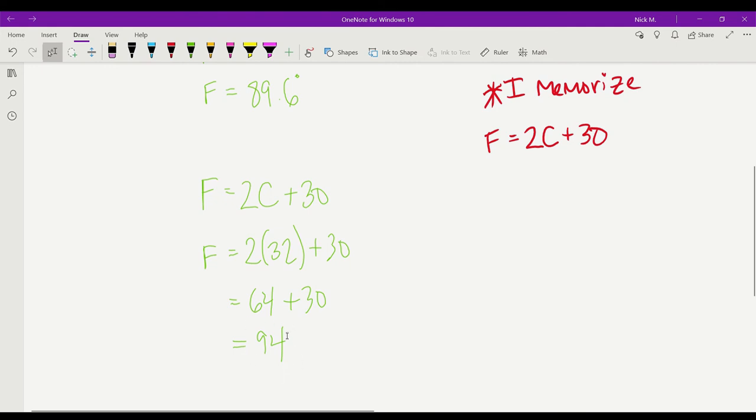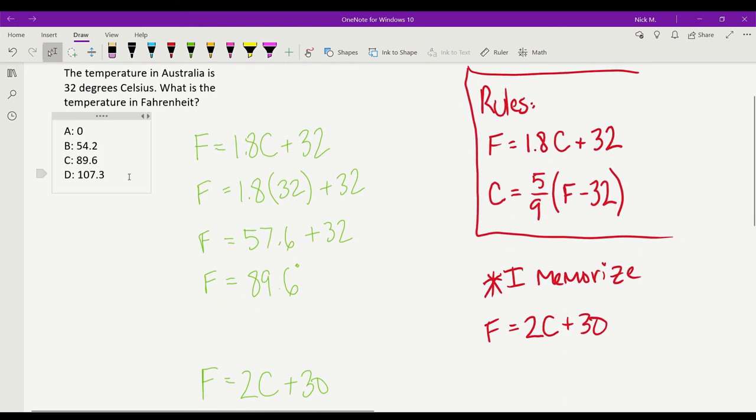So we got 94, and so I should take that and think, all right, it's probably a little less than 94. And you look at your answers here, that's not a little less than 94. This is, so my first gut is probably C. 54, way too small, and 0, not even close. So I would still answer C and move on. If you have a ton of time afterwards, then you could come back and double check using the actual formula, but the math section is all about being fast.